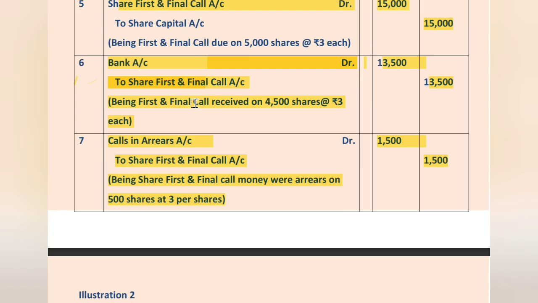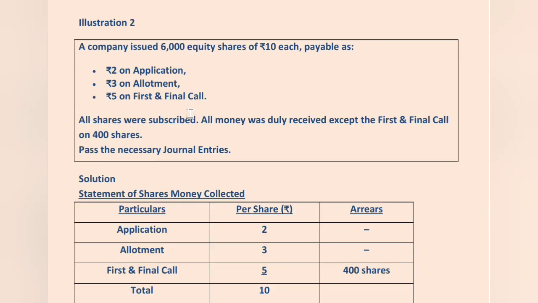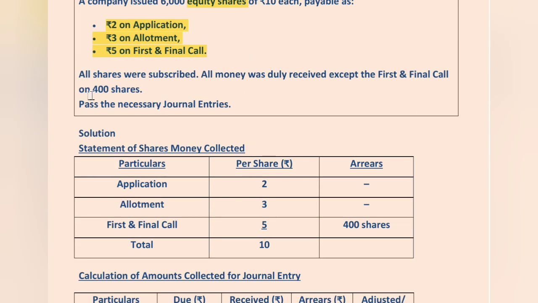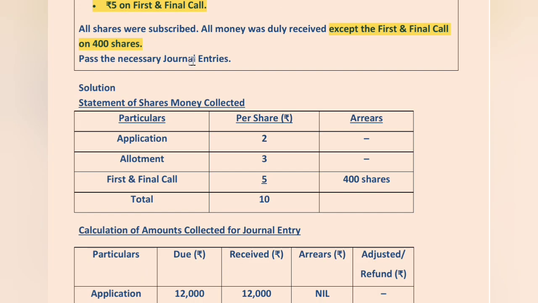Okay, so let's go with one more question. A company issued 6,000 equity shares of rupees 10 each. Here also they have mentioned equity share, you can write like that while writing the entry. Rupees 10 each is payable as follows: 2 on application, 3 on allotment, 5 on first and final call. Then all the shares were subscribed and money duly received, except first and final call on 400 shares. Again here arrears are given, so based on that you have to prepare the journal entry.